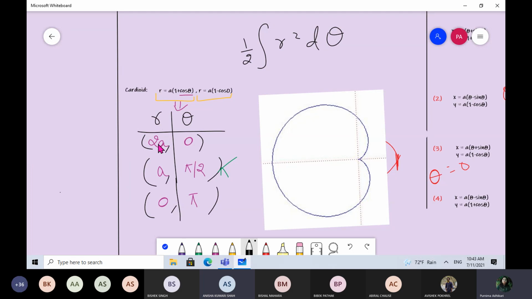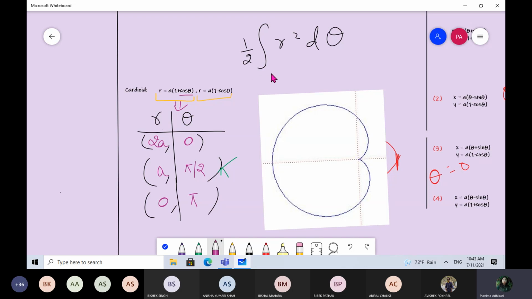So you just have to remember your area of sector of a circle. For the area of a sector of a circle, take a small arc length, let's say d theta, and r, you know, is your radius. So you just remember that and you will be easily able to remember the area of polar curves.